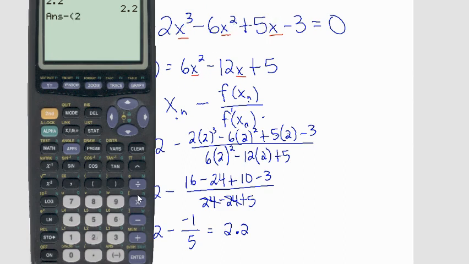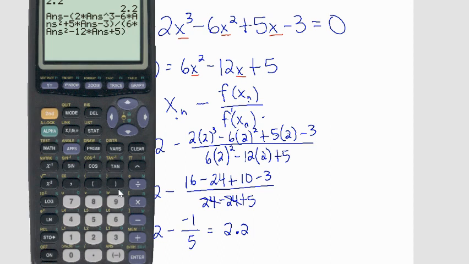So that's 2 times answer cubed minus 6 times answer squared plus 5 times answer minus 3. Okay, and we'll close off that parentheses. We're going to divide by, and now we need to open up another set of parentheses for this polynomial in the denominator. It's going to be 6 times answer squared minus 12 times answer plus 5, and then close.